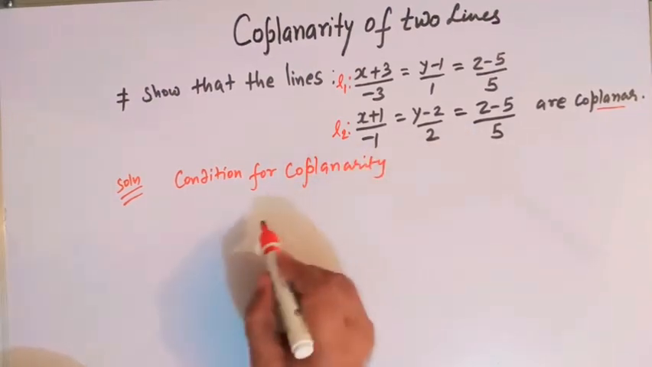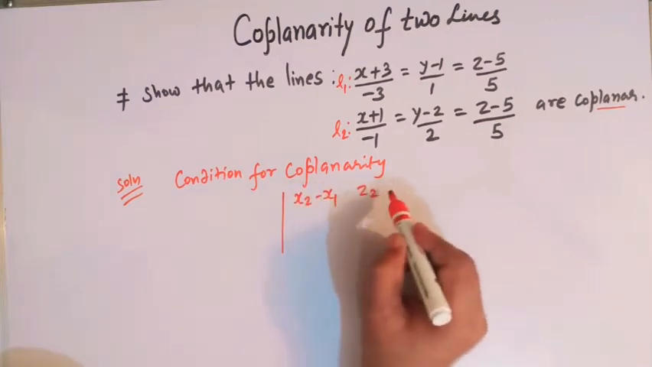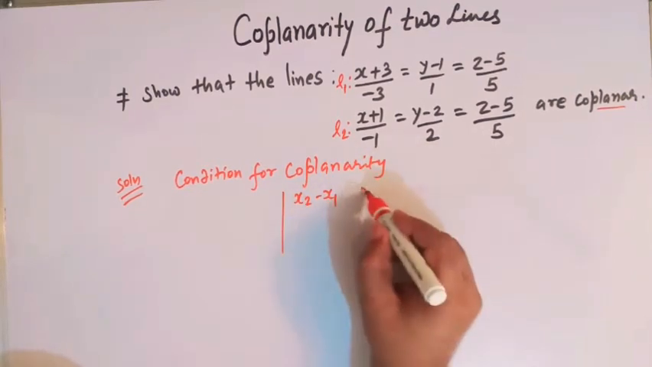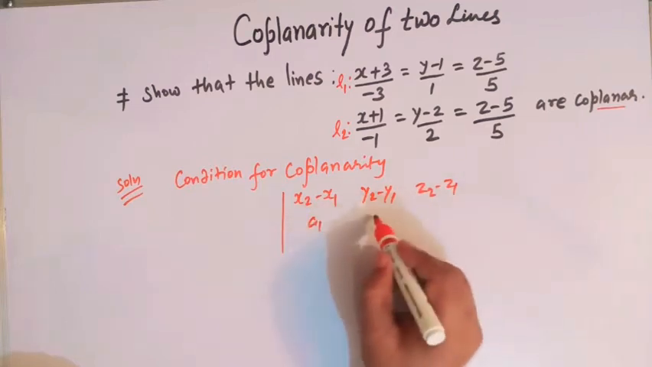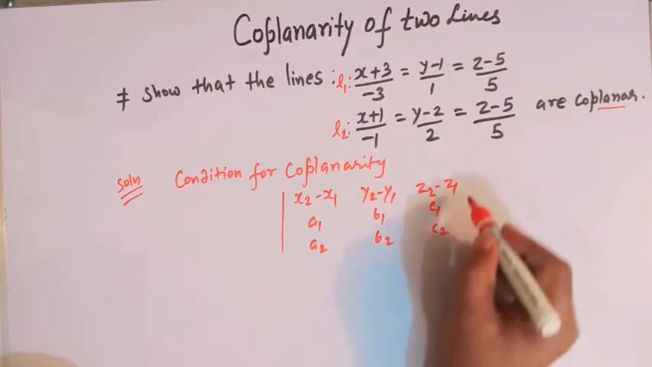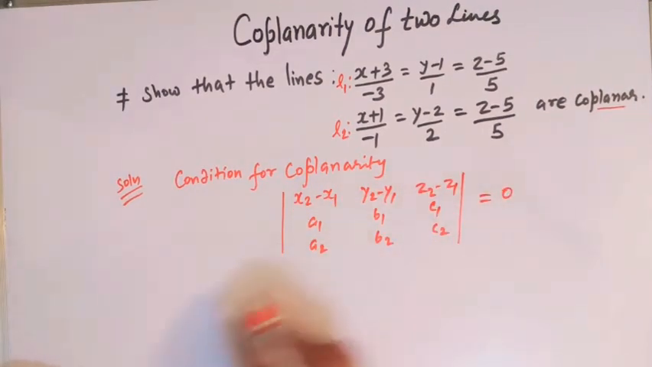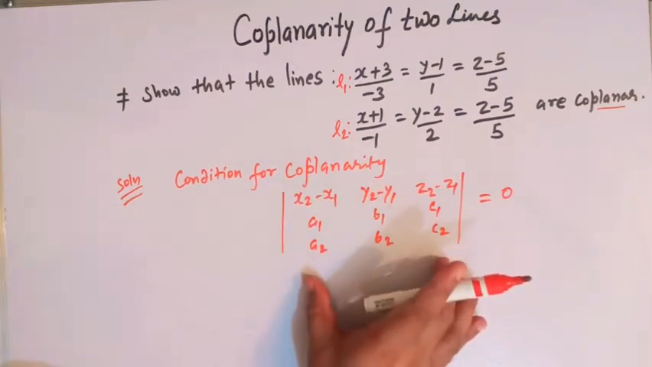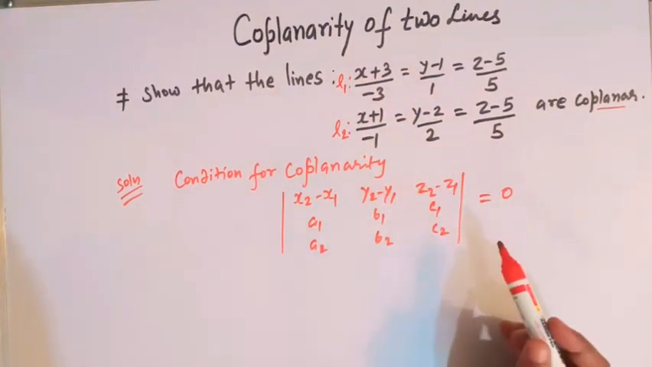of two lines is given by the determinant with x2 minus x1, y2 minus y1, z2 minus z1, then a1, b1, c1, a2, b2, c2, right? And this determinant should be equal to 0. Now we have to find the value of this determinant. If this determinant is 0, then the two lines are said to be coplanar.